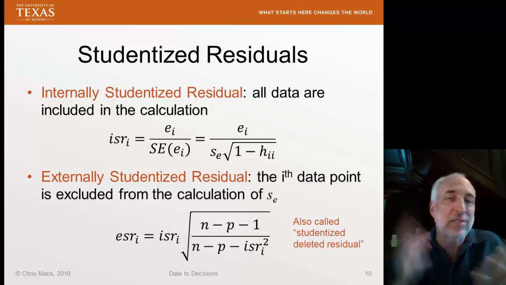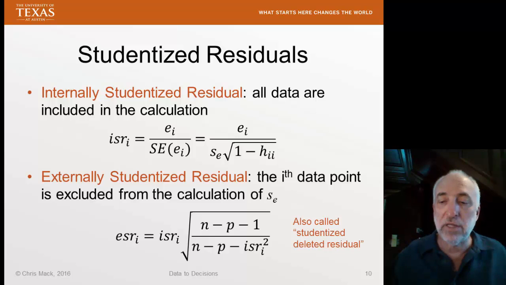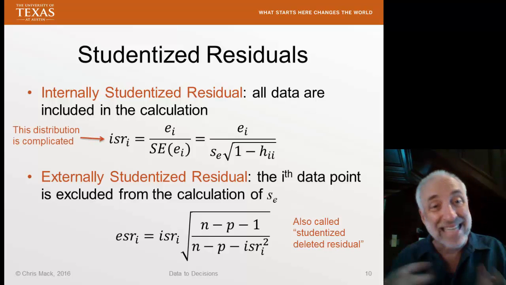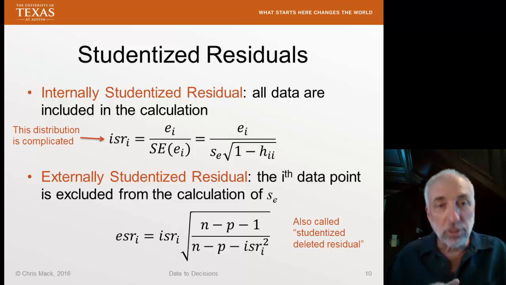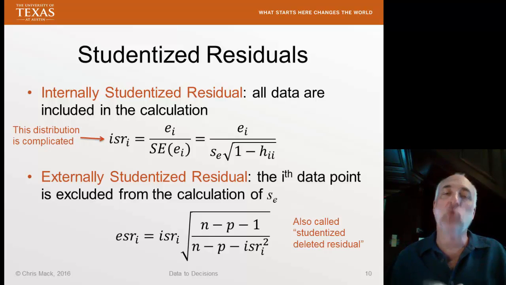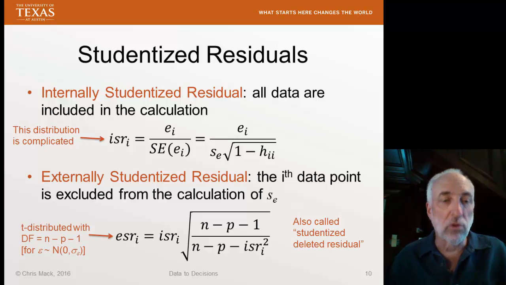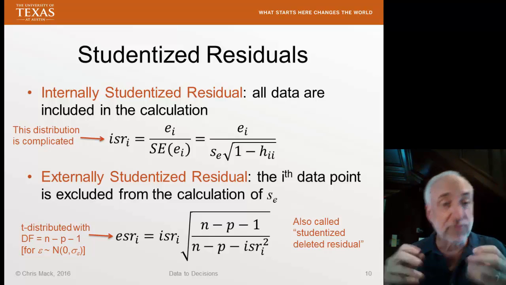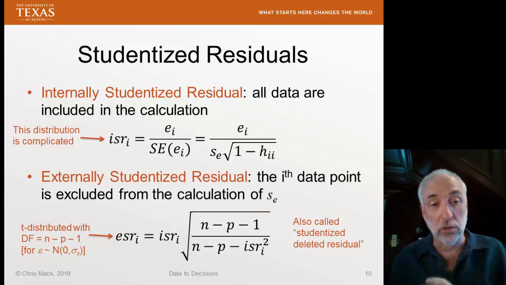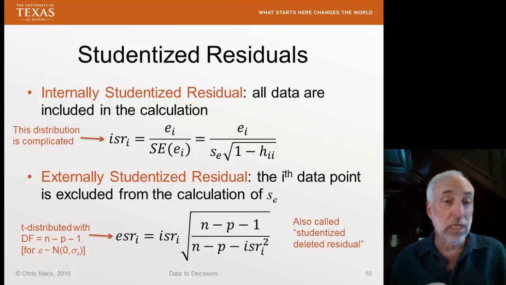Why two different ways of studentizing? Is one better than the other? Well, it turns out that the sampling distribution of the internally studentized residual is quite complicated, complicated enough that it's a kind of a pain to use. However, the externally studentized residual has a very simple sampling distribution. If the true residuals in our model are normally distributed, then the externally studentized residuals will be t-distributed.